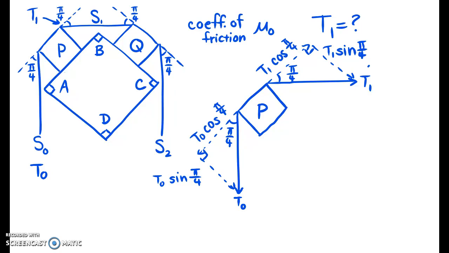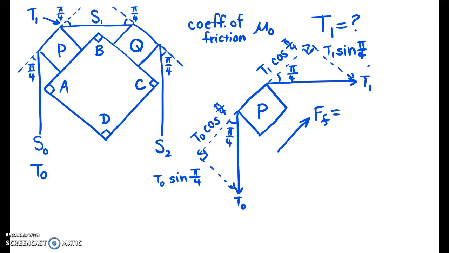We also have another force. If we only had T1 and T0, then we can sort of see that it seems like P would slide downwards toward A rather than towards B, sort of following the direction of T0. So we have friction, and friction is going to work against that. So it works parallel to AB, and it works upward. So this is our force of friction.